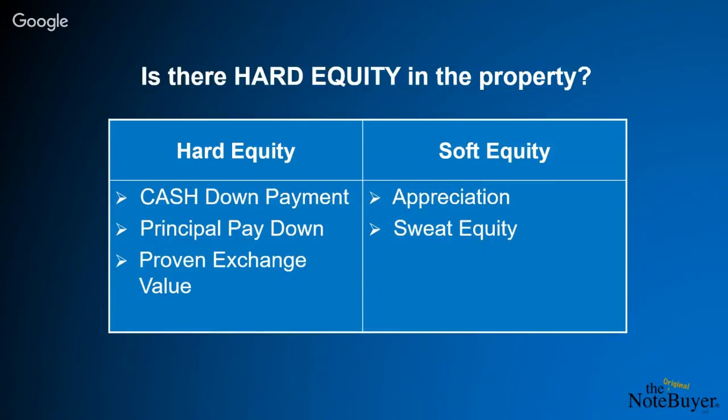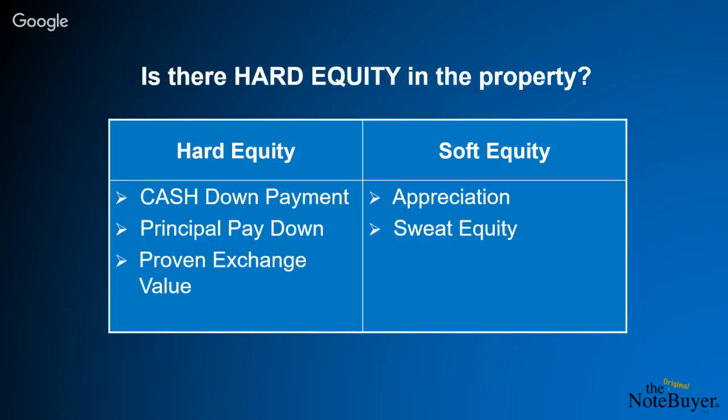And it could be either in the way of a cash down payment, or it could be just a lump sum principal pay down. They might inherit some money and just say, hey, I'm going to pay an extra $20,000 on my note. Okay. Or it could just be the routine monthly pay down. If the note has been seasoned for several years, and assuming it's an amortized note and it's not interest only, then every month part of their monthly payment is going to go towards paying the principal down. So that's another way to get hard equity.